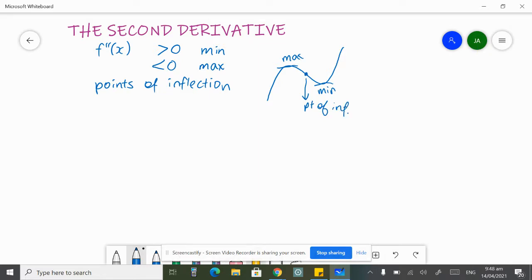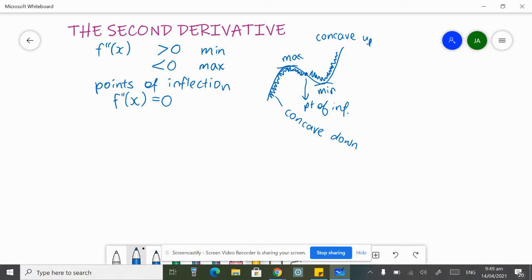Okay, now we're looking at the properties of these curves as well. So if we look at this bit here, it's sort of shaped like a U shape up to a point, and we call that concave down. At the point of inflection, it changes to concave up. Now at a point of inflection, f double dash of x equals 0.